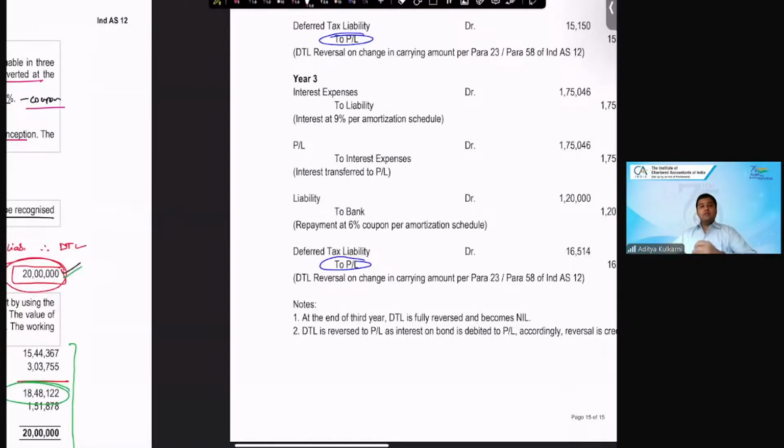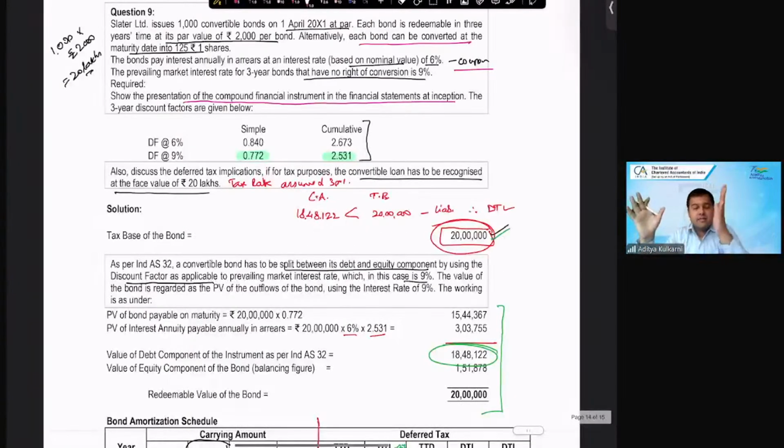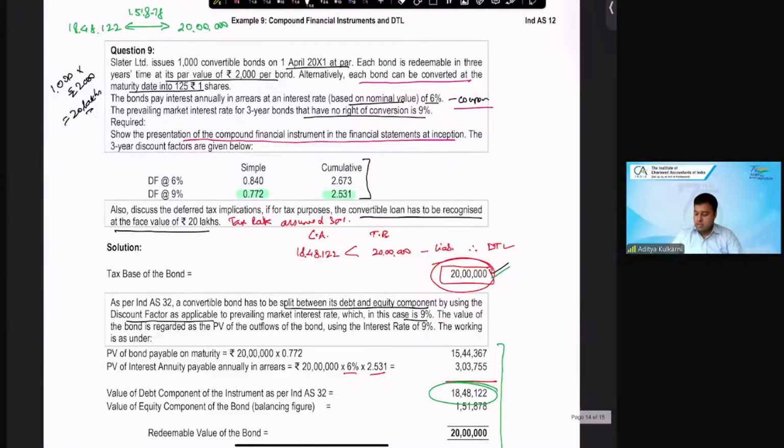So now, income tax does not know Ind AS 109, Ind AS 32, they don't know all that. So for them, tax basis 1000 into 2000. Straight away tax basis 20 lakhs. Is it clear till now? Yes, sir.